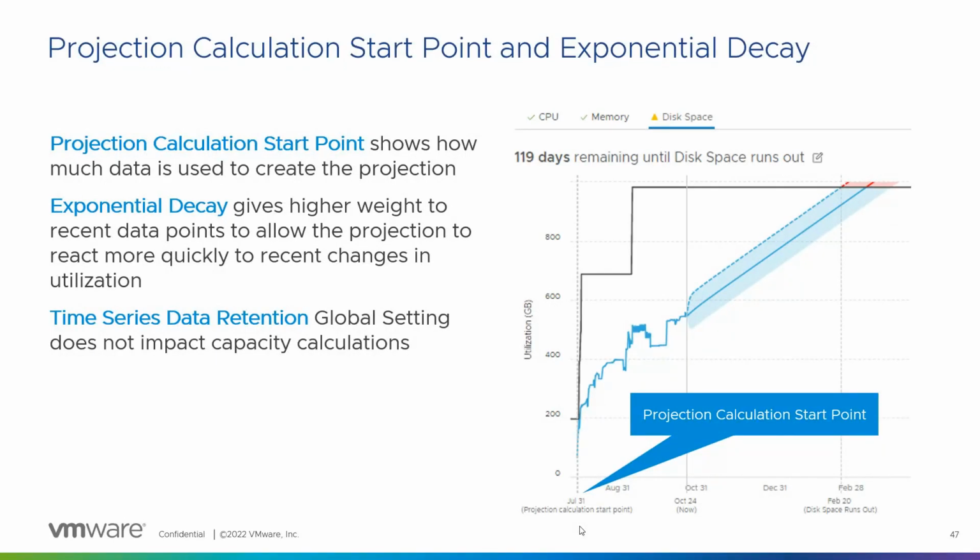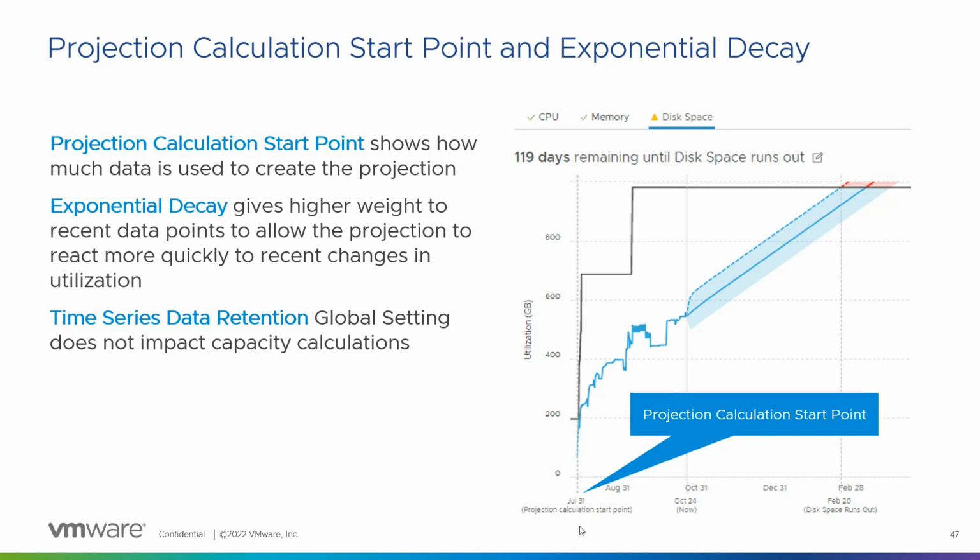So like I said, by default it uses all of the historical data. Even if you set your global setting to reduce your data retention, say you only keep 30 days' worth of data, even the data prior to that 30 days has an impact on the capacity calculations. So even if you purge the data, it still has an impact on the projection, and it continues to have that impact as the virtual machine exists.